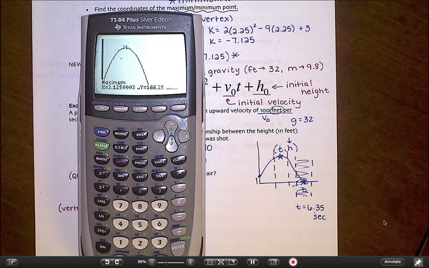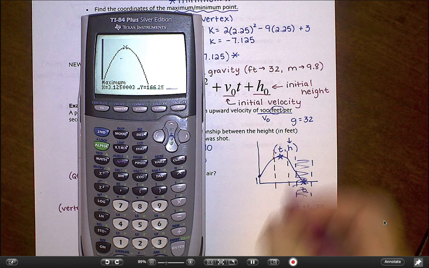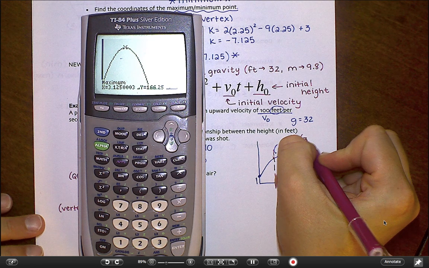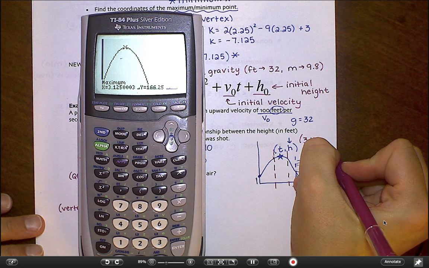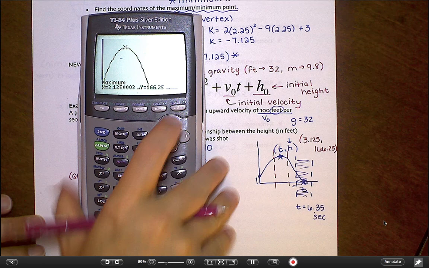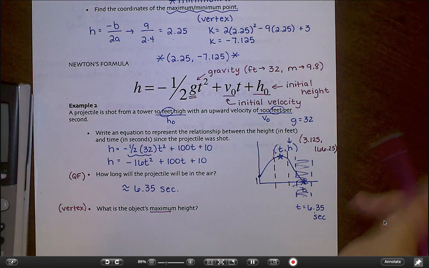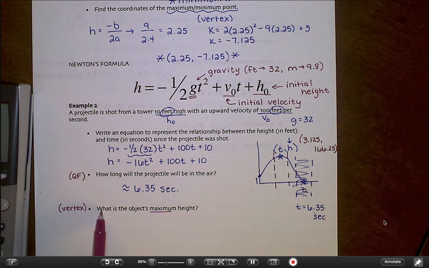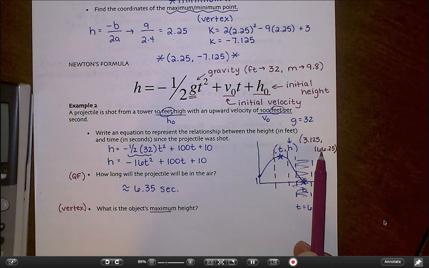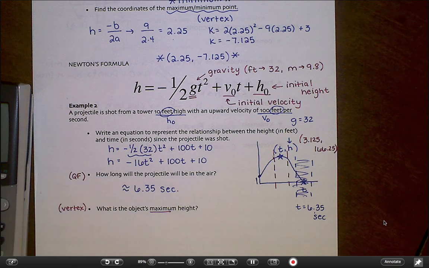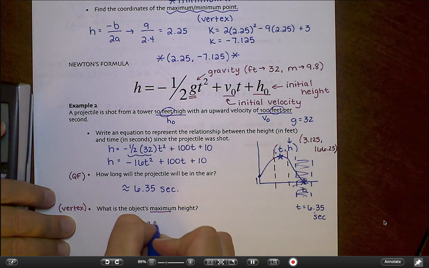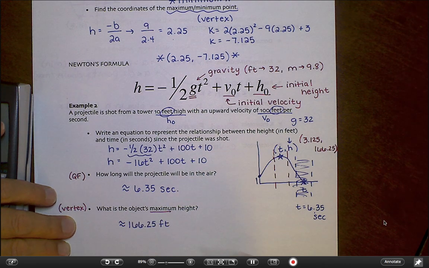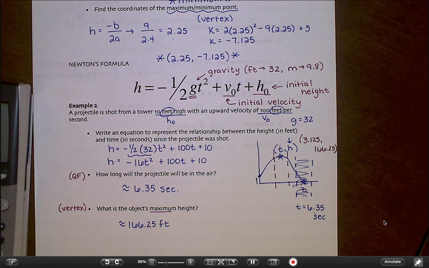Now, that's giving you the coordinates of that vertex. So we know that the coordinates of the vertex are 3.125, comma 166.25. The question is, which one of those do I actually want? And it depends on what the question's asking. This one's asking for the height. What is the maximum height? Remember, this is time and this is height. So the height would be 166.25. If the question had said, when will it reach the maximum height, then I'd be looking at the 3.125.